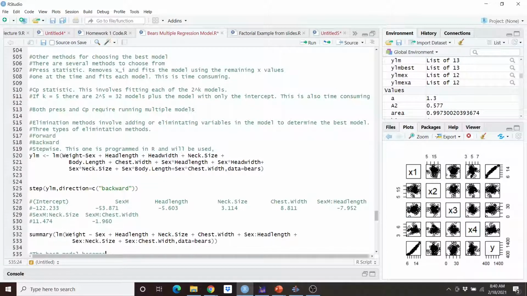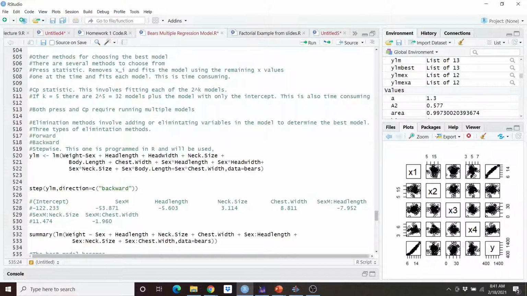Now, with the Press statistic, this involves removing each observation beginning with the first, fitting the model with the remaining observations, estimating the removed value using this fitted model, computing the model residuals, and then repeating the above steps with the remaining observations until all observations have been exhausted. Then comparing the residuals, the model with the smallest Press statistic is going to be selected as the best model. So the model with the smallest residual is selected as the best model. However, this is time consuming.